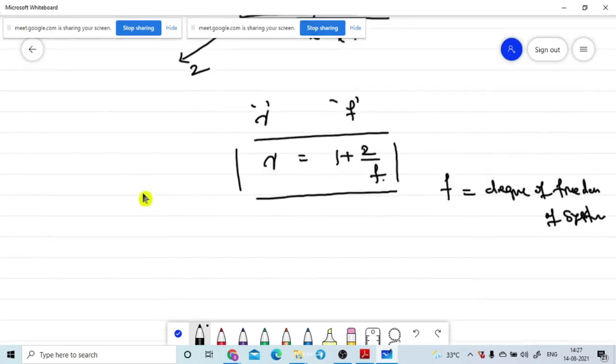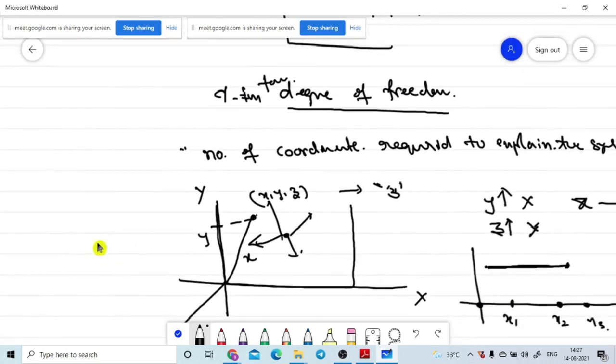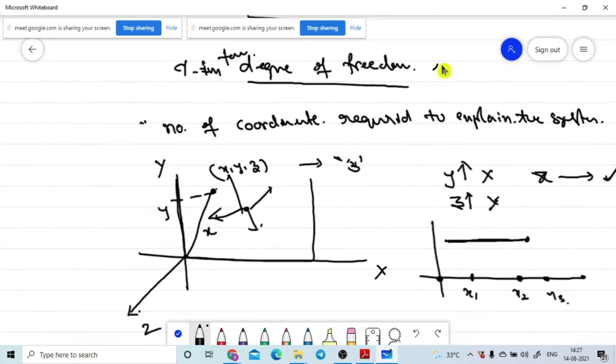I did not introduce the F term. Sorry, here I need to put F. That is the enough form. So now this is the 1 by F. F is the degree of freedom of the system. Now why is this broad stuck in?